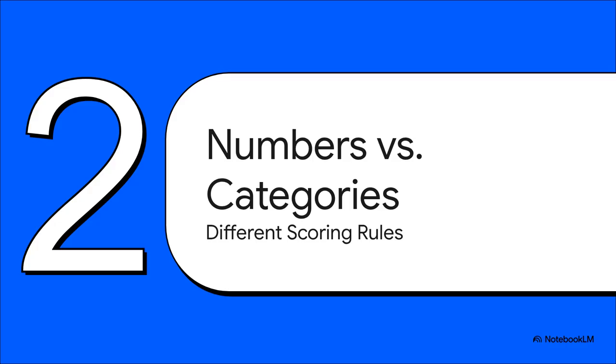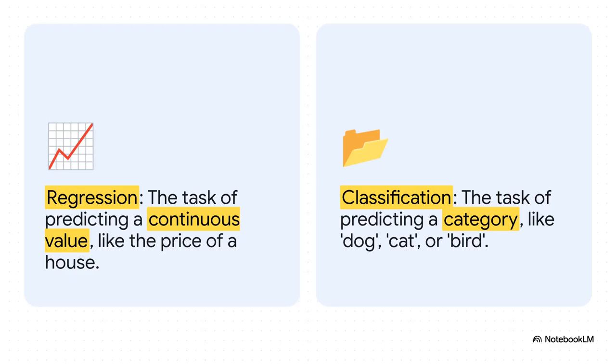But here's where it gets really interesting. The scoring rules change depending on the kind of game the machine is playing. I mean, you wouldn't use the same rules for chess that you'd use for soccer, right? It's the exact same idea in AI. And you can pretty much boil machine learning tasks down to two main flavors. The first is what we call regression, and that's all about predicting a specific number, like the price of a house. The second is classification, where the goal is to pick the right label, like figuring out if an email is spam or not spam.